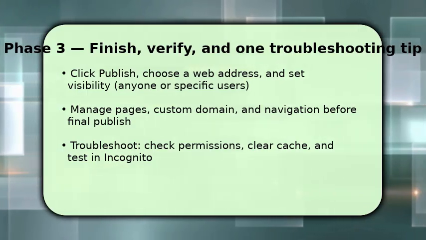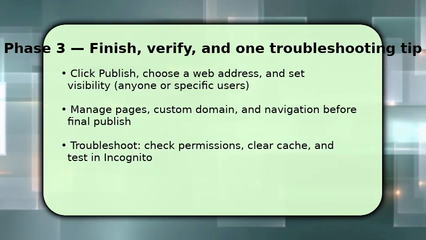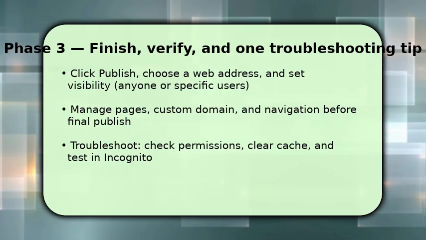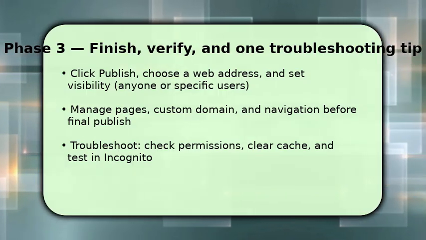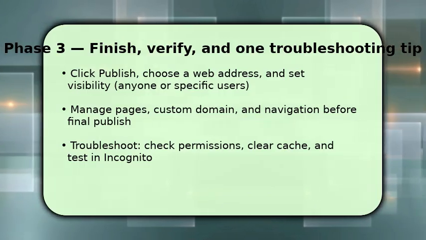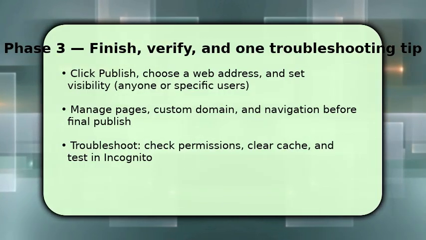After publishing, test links and embedded files. If something breaks, check sharing permissions on Drive items, clear your browser cache, and test in an incognito window. If the custom domain fails, confirm DNS settings with your registrar. Small DNS delays can take up to 24 hours.